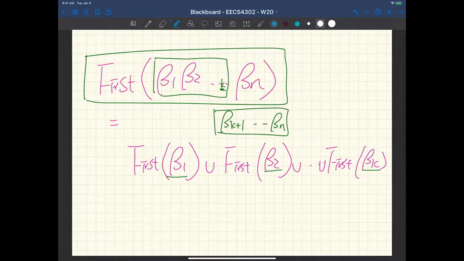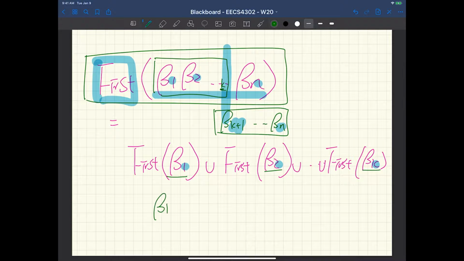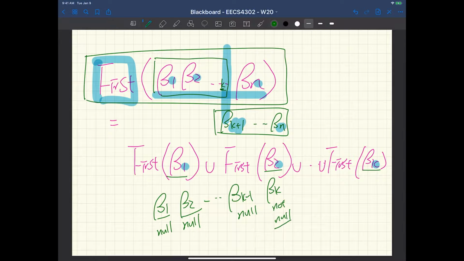If I want to calculate the first of this particular sequence, beta 1, beta 2, all the way to beta n, n terms, and it happens that it's only equal to the union of the first of beta 1, beta 2, all the way to beta k, I'm cutting off right here. So why do I not include the first set of beta k plus 1 all the way to beta n? Because it's not ever possible to go in that direction. I'm hitting the wall right there. So that simply means beta 1 is nullable, beta 2 also is nullable, all the way to beta k minus 1 is also nullable. But beta k is not nullable. Otherwise, you would have included beta k as well.